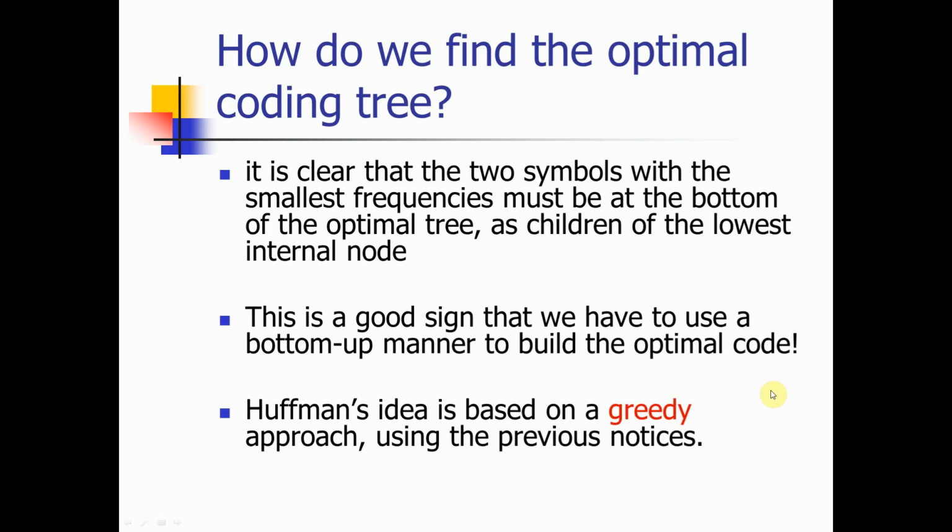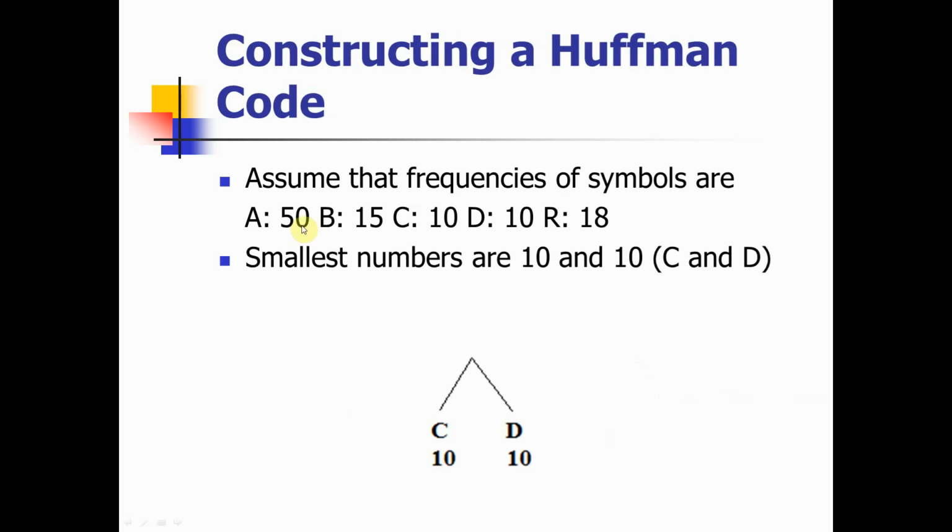So this algorithm is what we call a greedy algorithm. And as long as you know that property, the Huffman encoding tree is pretty straightforward. Say that we have a message that we want to encode, and it has 5 symbols as we saw earlier. Now we have A appearing 50 times. These are the frequencies. For example, B 15 times, C and D 10 times each, R is 18 times.